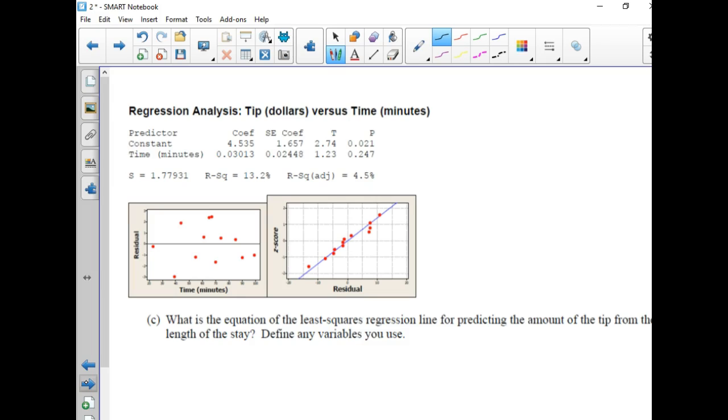Again, a reminder of what everything is on here. Tip is your Y. Time is your X. How do I know that? Look at the graph or think which one is explaining the other one. X is explaining Y. Okay? Next, time is your X. This is your slope. Your constant will always be your Y-intercept. Right here. What is this right here? We do need that from what we learned about the confidence intervals. What is that?